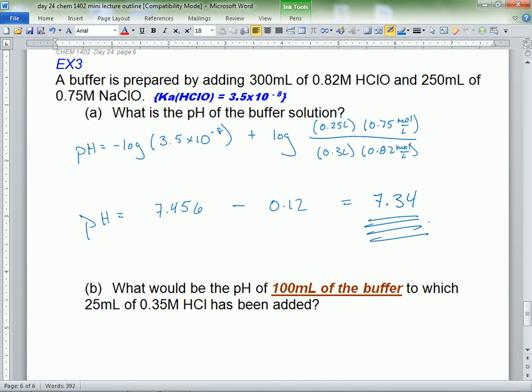Okay, now, this is where the problem comes from. Let's make sure everyone's on this part yet. Did you guys finish part A and get 7.34? Almost? Okay. Make sure everyone's there first. So in part B, it's very similar to what we did earlier, except are they adding it to the whole buffer? Or are they only taking part of the buffer? What are they doing? They're taking part of the buffer.